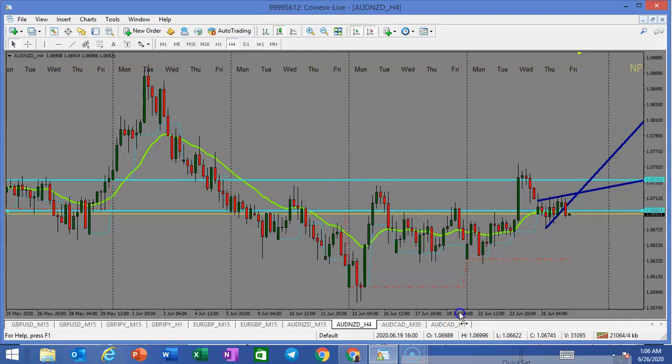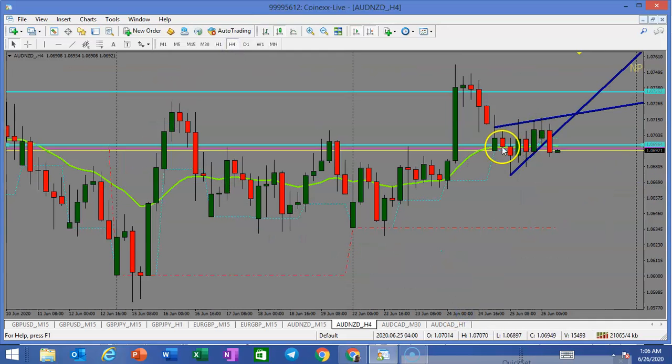4-hour price has broke our triangle, and it looks like it's looking to retest a little bit and possibly continue down, more than likely to the weekly open, this past Monday's weekly open. Possibly that could be.